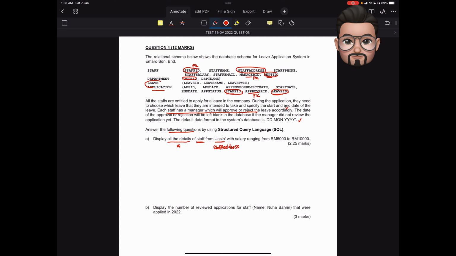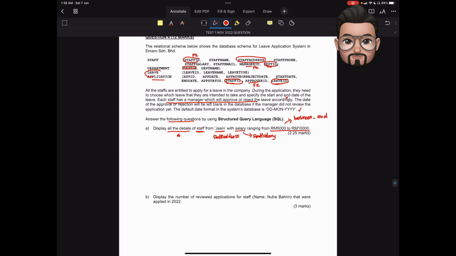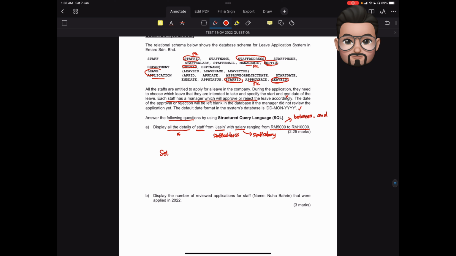Jasin, with salary. Salary here is the staff salary, so the column name has to be the exact one, ranging from 5,000 to 10,000. When you talk about a range, it has to be the BETWEEN operator. So now what do we need to select? We select all from which table? This is our table.